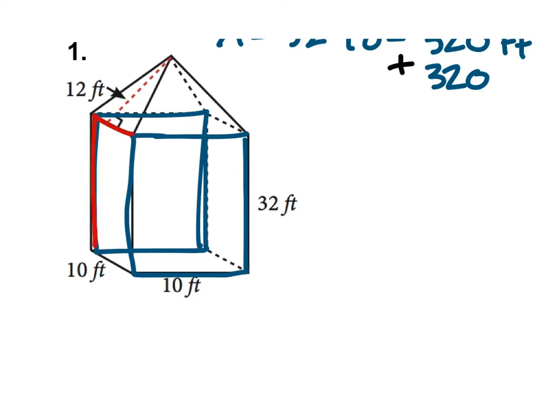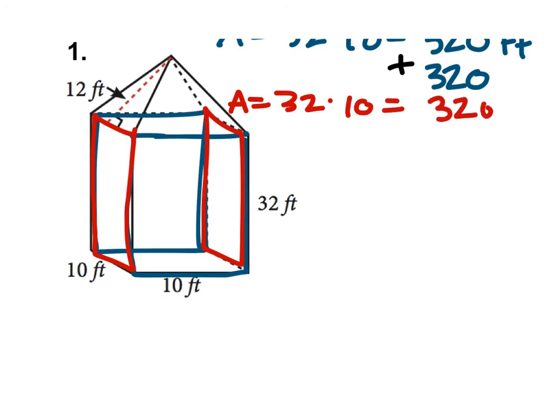Next, I'm going to focus on the left portion right here, which also matches the right face. The area of that is a 32 by 10 again. So that's going to give us another 320, with another 320 to match on the right.